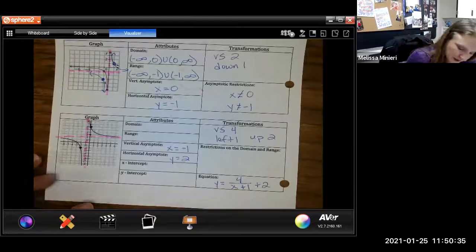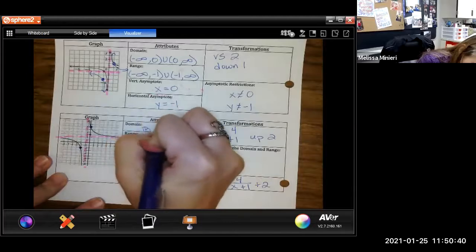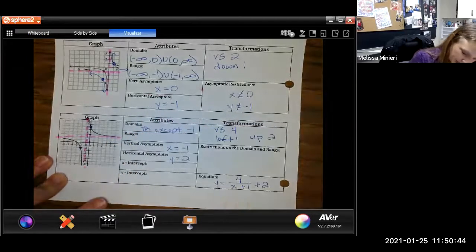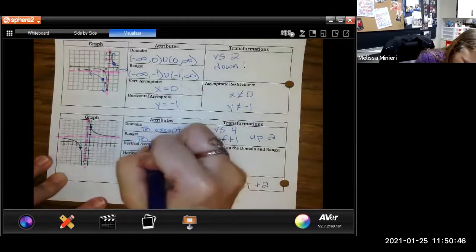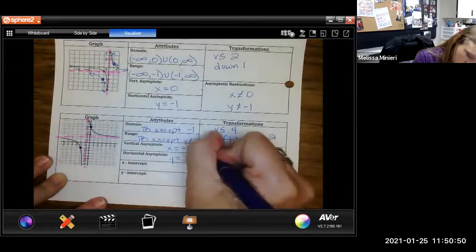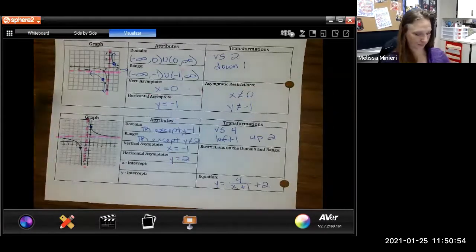All right, from there we should be able to find the domain and range. The domain is all real numbers except -1. And the range is all real numbers except y cannot be 2. I guess I should put this, x cannot be -1, there.